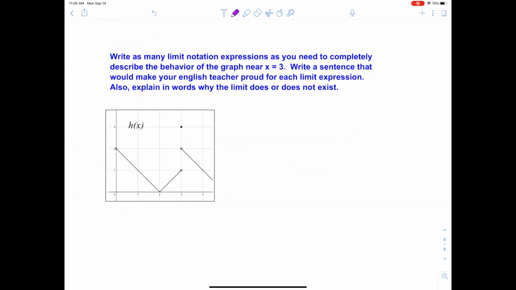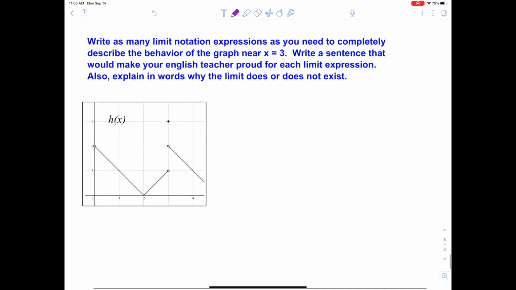Our last example today hits hard the ability to talk about limit notation and behavior in a way that would be clear to an AP reader, say on an FRQ question or something like that. So in this question, I asked you to write as many limit notation expressions as you need to completely describe the behavior of the graph near x equals 3. So that's like right here. How do we describe that behavior using our new tricks?